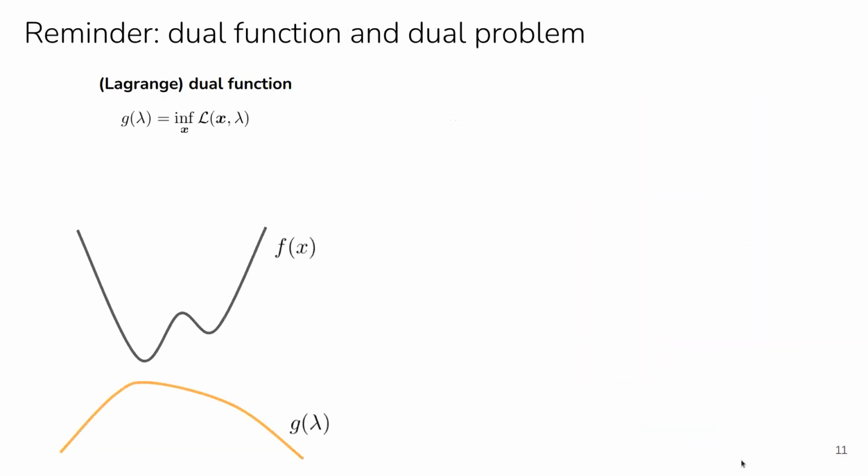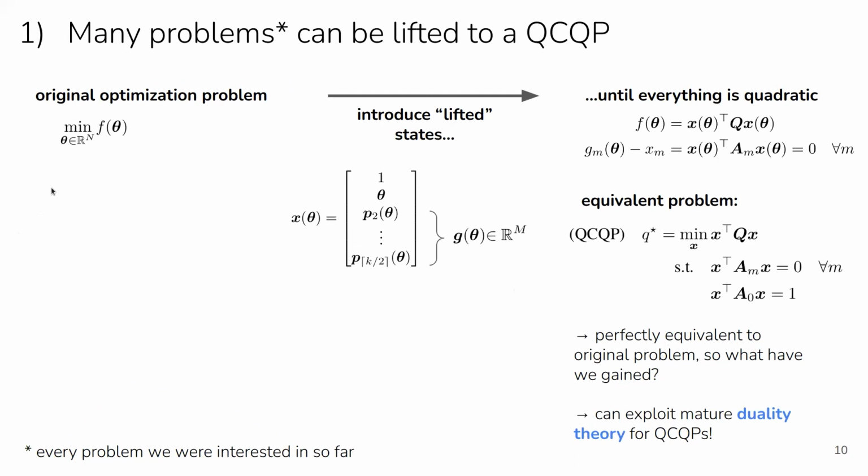Hi, Frederike, I had a question. Yeah, please. Do the constraints make sure that in the lifted state X of theta, the internal variables are consistent? For example, if P2 of theta is theta squared, then theta and theta squared should be linked somehow. Do the constraints make sure of this? Yeah, so for all of these functions that we added, the constraints will make sure that they're consistent. We will see cases later where that's not the case anymore, but I don't want to spoil it too much. For now, everything is perfectly equivalent.